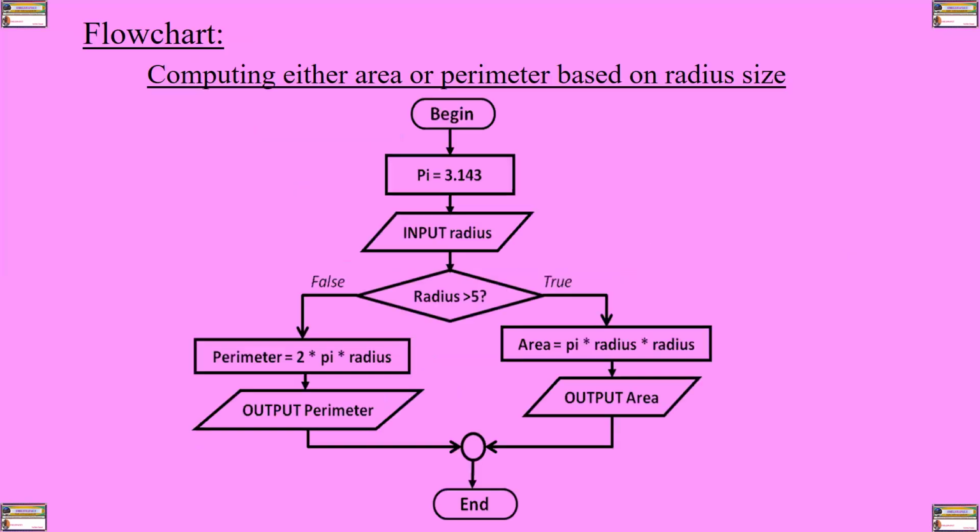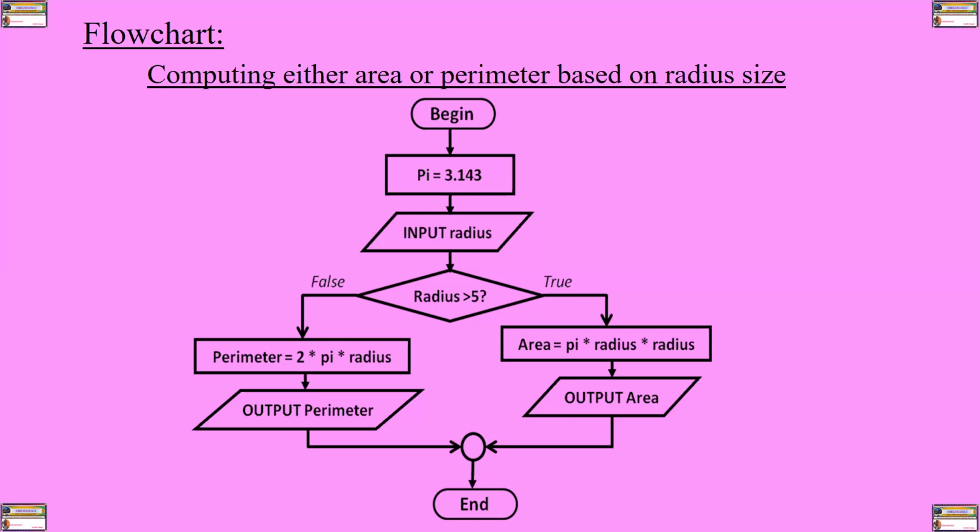The flowchart for it will look as follows. The title is computing either area or perimeter based on radius size. Remember, never forget to include the title of your flowchart. And then you have our flowchart here. You can see you have begin, and then you set memory location aside and initialize it with 3.143. Then prompt the user for radius.